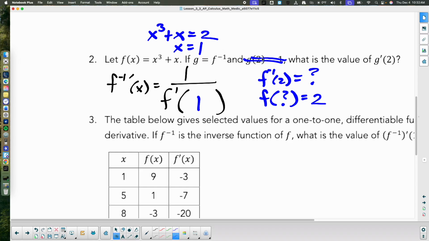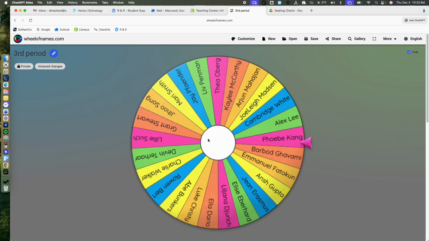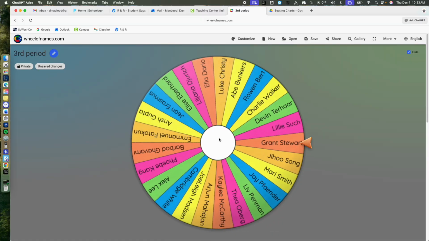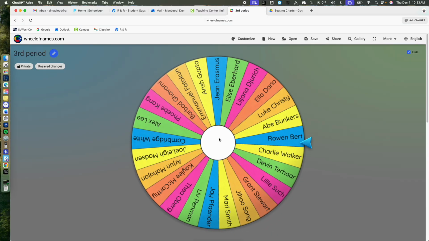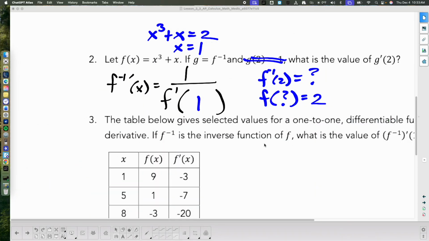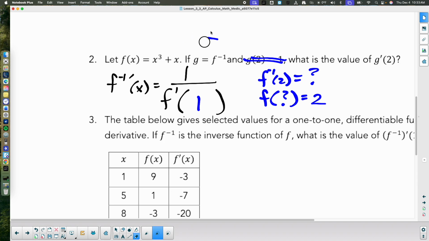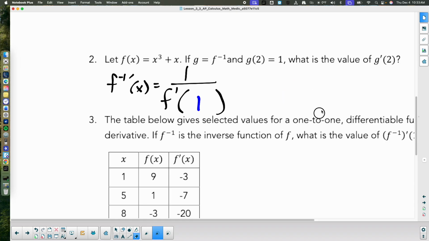That's just cheating. All right, let's spin the wheel to find out who's going to tell me how to find f prime of 1. Because we're just going to take this a little bit at a time, if you try to do the whole thing in your head. Okay, Rowan, how do we find f prime of 1? Don't even worry about what the problem is. Don't worry about any details. If you had this written out, how would you go about finding f prime of 1?